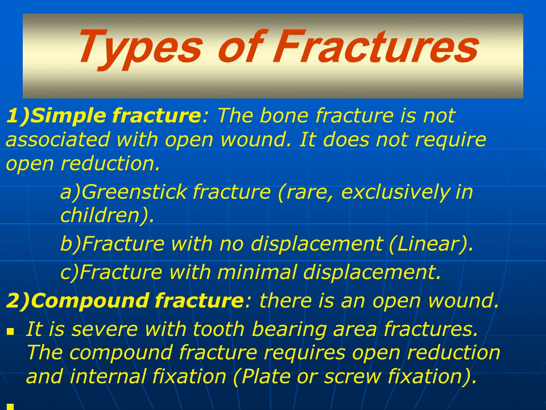Simple fractures can be classified into three types: greenstick fracture, which is the most common type in children. Second type is fracture with no displacement, or what we call linear fracture. Third type is fracture with minimal displacement. What's greenstick fracture? Greenstick fracture is when the fracture segments are not separated from each other. They are still connected.